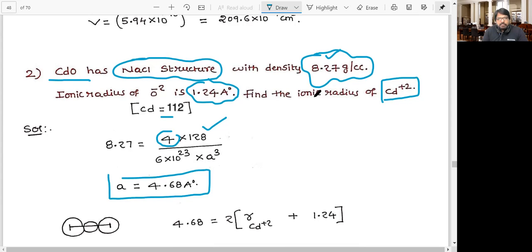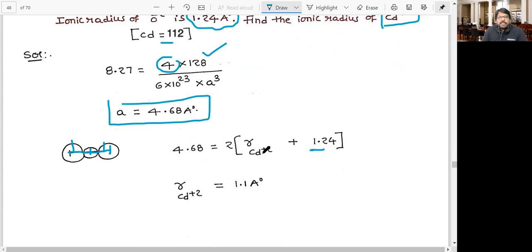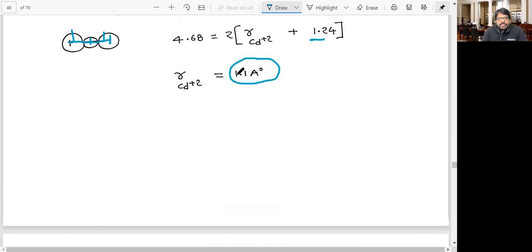And what is our requirement here? Ionic radius of cadmium plus 2. In the same diagram I have to take, and this distance is edge length, and this edge length is equal to 2 times of radius of cation plus radius of anion. So this is anionic radius, this is anionic radius, and in fact this is diameter. So that is 2 times of radius of cation. So oxide ion radius is given, and from this you can easily find the radius of cadmium plus 2, and you will be getting it as 1.1 angstroms. So that is the radius of cadmium plus 2.